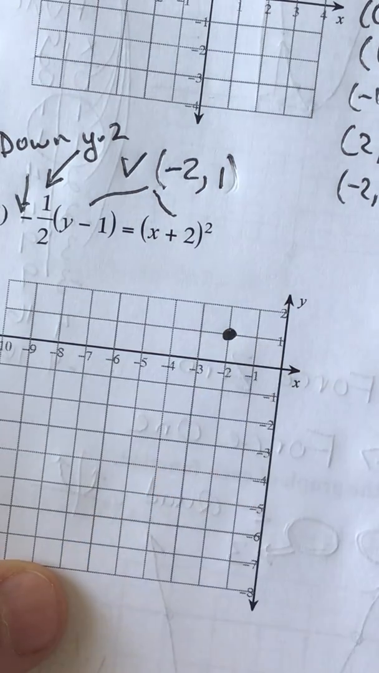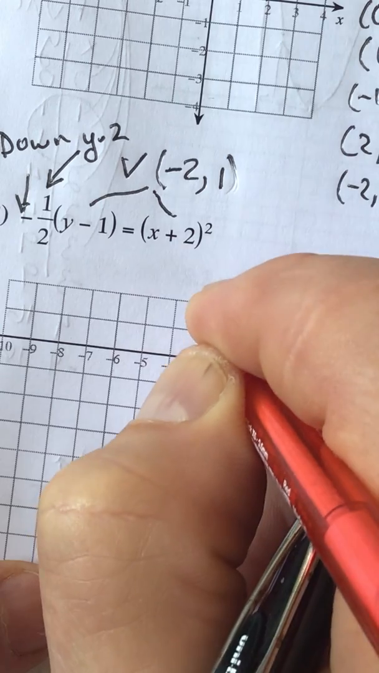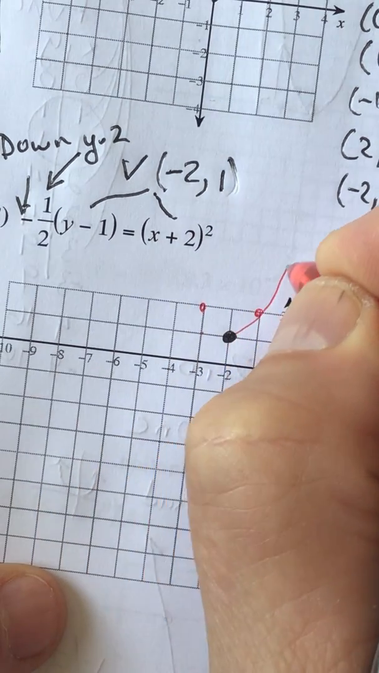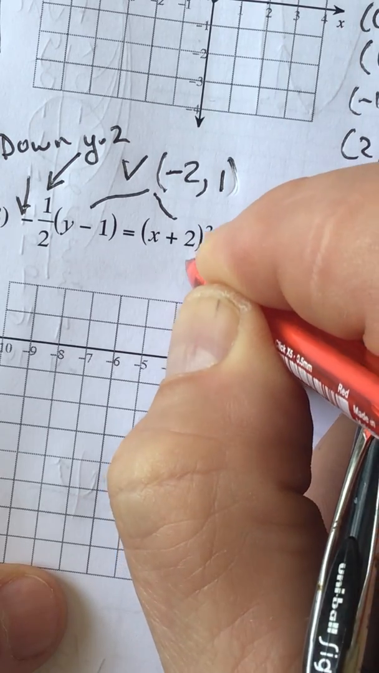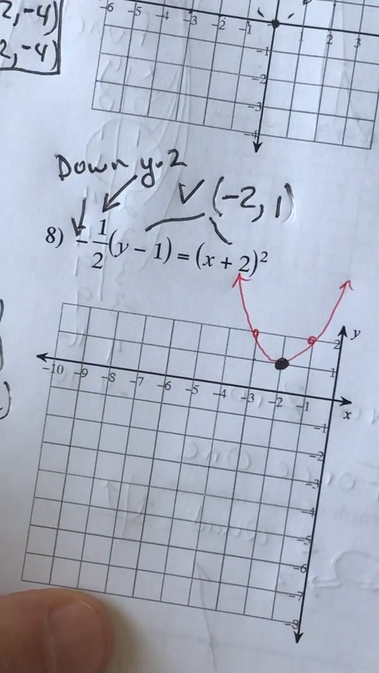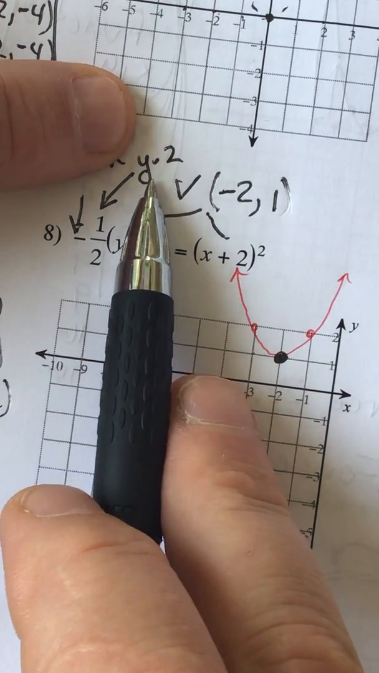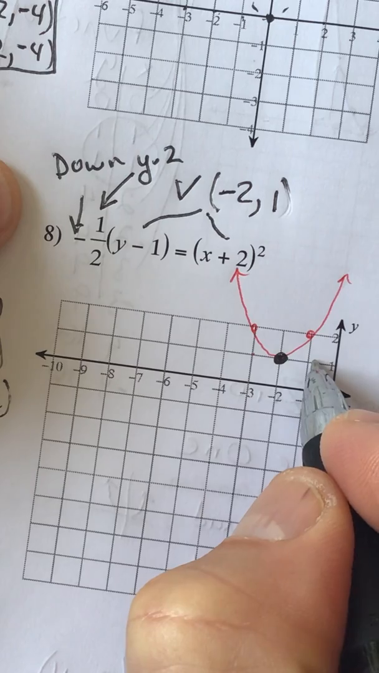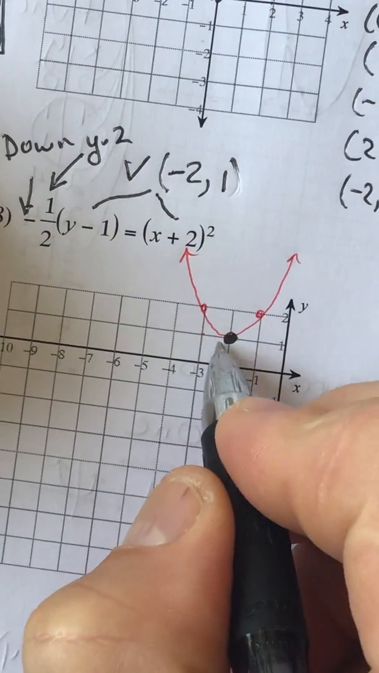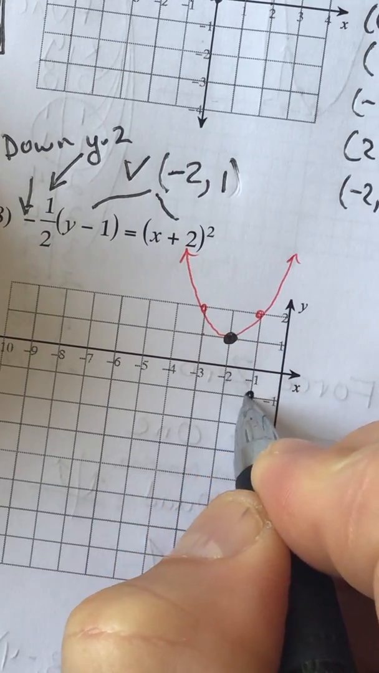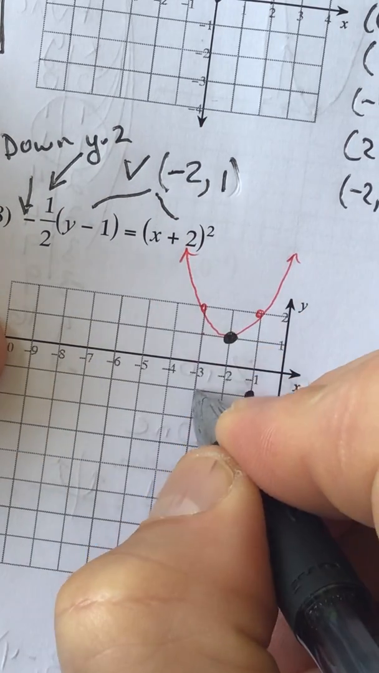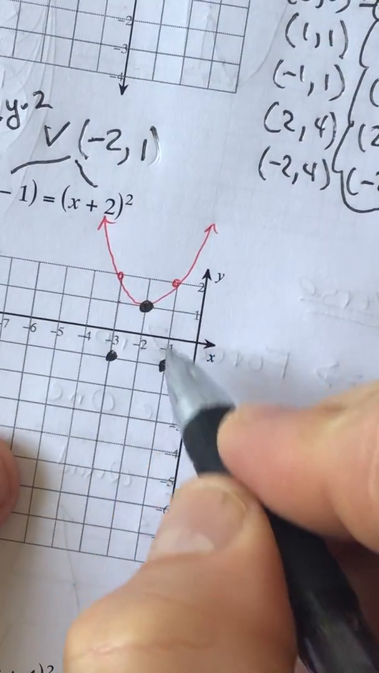I know the normal one would go over 1, up 1, over 1, up 1, and it would go from there. But with all of the shifting, it's going to be twice as tall, but going down. So instead of going over 1, up 1, I'm going to go over 1, down 2. Twice as much and upside down. Over 1, down 2. That's just doing it by intuition.